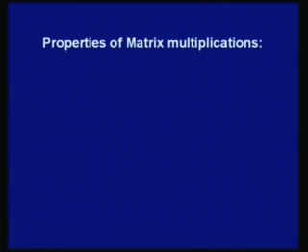Next property of matrix multiplication is the distributive property. By this I mean to say, I have 3 matrices A, B and C. A and B are added together and then multiplied by C, which is the same as you first form the product AC and then form the product BC and then add together AC plus BC, and the result is the same. So, we say multiplication is distributive over addition.